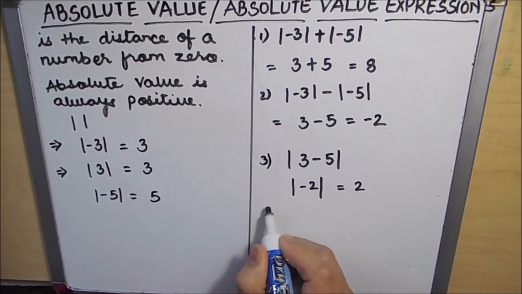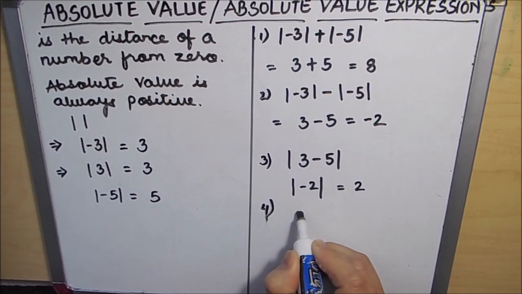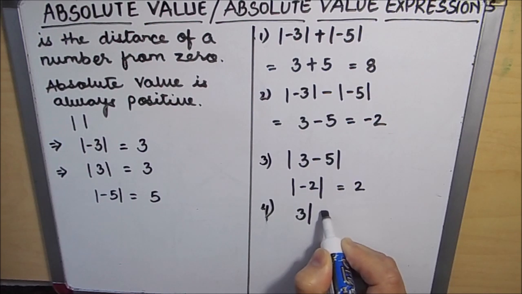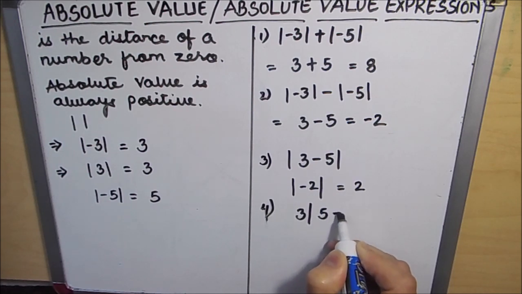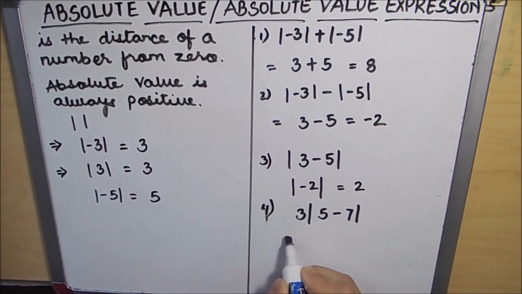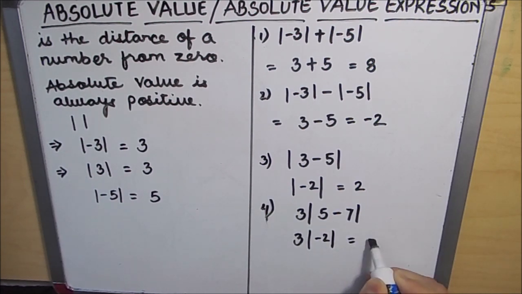Now let's see one more case in which we have 3 times the absolute value of 5 minus 7. So here we'll write 3 as is and find the absolute value of 5 minus 7. 5 minus 7 is -2, and now we have to find the absolute value of -2. The absolute value of -2 will be 2. So our answer will be 6.